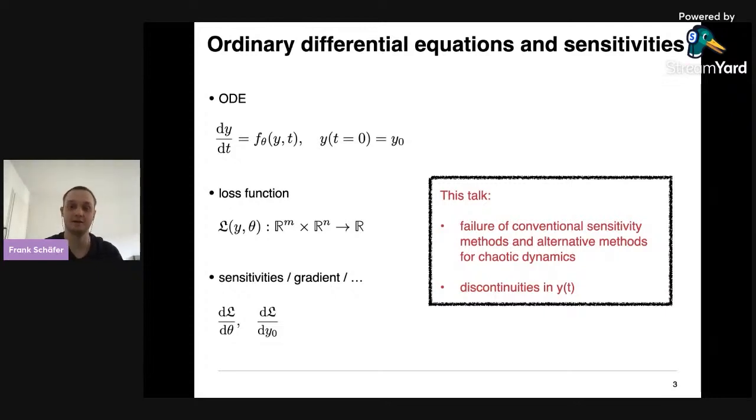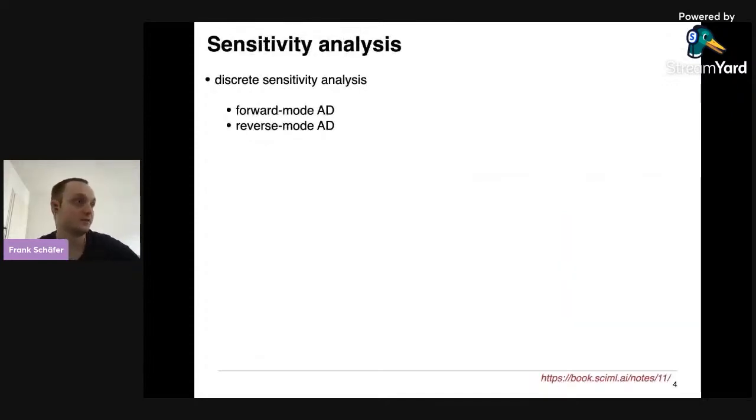In this talk, the main idea will be to show this kind of failure for conventional sensitivity methods in the case of chaotic dynamics, and discuss alternative methods which we can use instead, and also discuss what we have to do if we have these kind of discontinuous events inside of this ODE. For this, it's first useful to recap what sensitivity analysis is about. The easiest way to think about it is to write your ODE solver, at least if you want to do this discrete sensitivity analysis, inside of some package which is compatible with automatic differentiation. Then you can use either forward mode AD or reverse mode AD to differentiate the steps which your ODE solver would take.